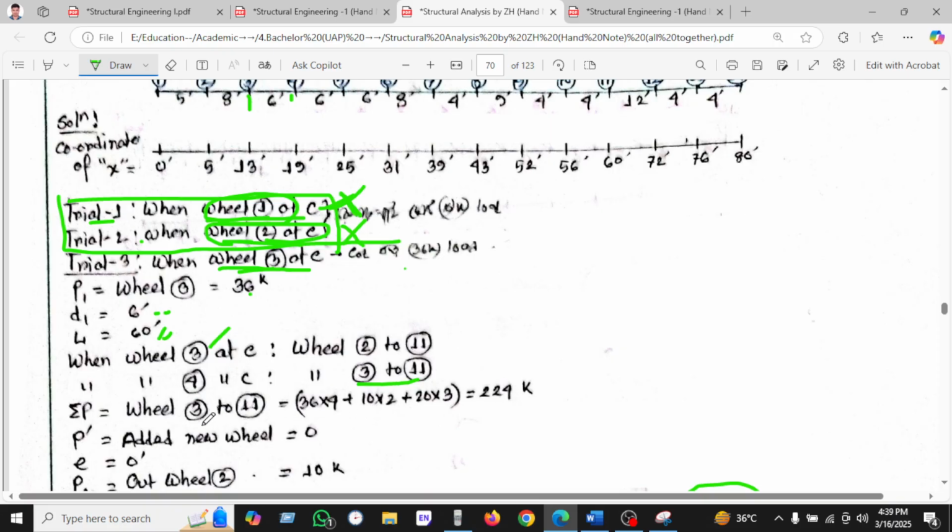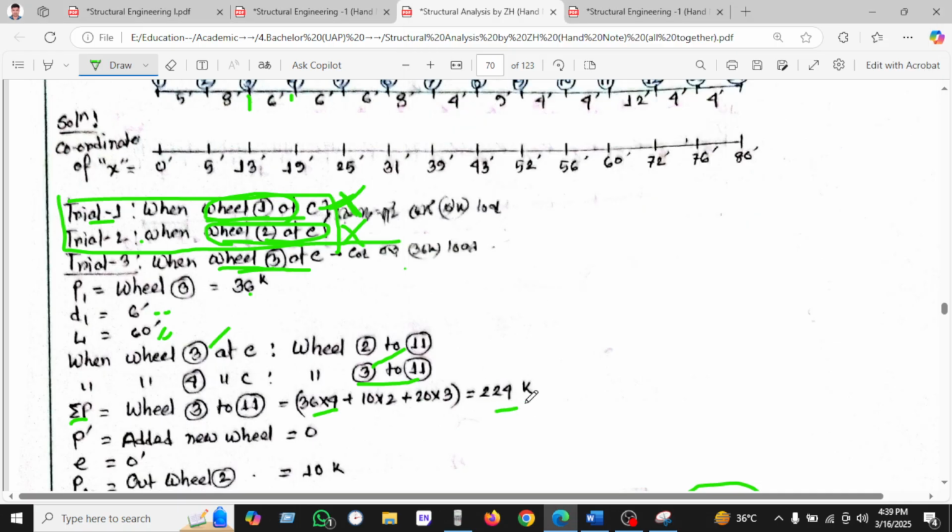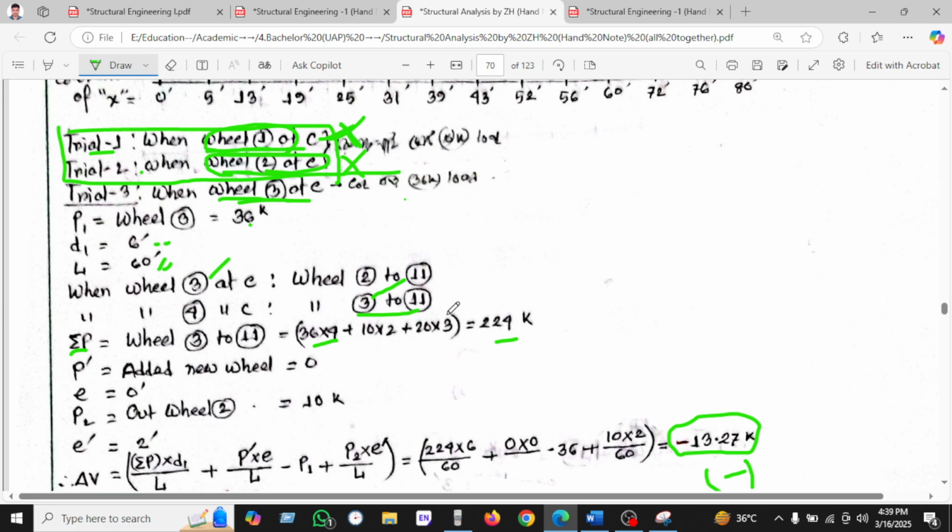Okay. So summation of P, what will be summation of P? It is always this cross, wheel 3 to 11. So wheel 3 to 11 will take wheel 2 to 11, all the load is here, and we found 24 kip. And we have seen that the last wheel when wheel 3 is added there is wheel 11. When wheel 4 is at C, wheel 11 remains, so there is no new wheel added. So that's why P prime is 0 and E is 0.